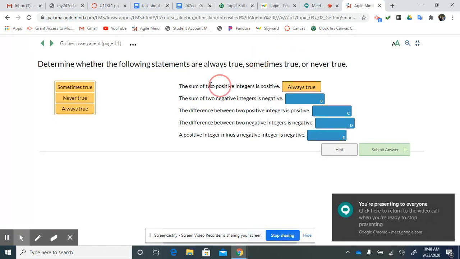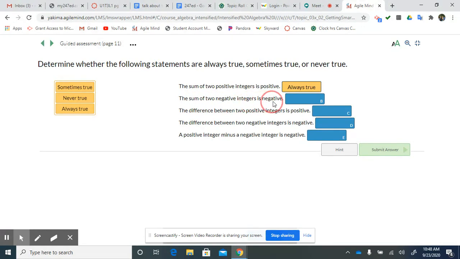Okay, the next one is the sum of two negative integers is negative. So let's write N for negative, and this is the sum, so we're adding another negative number. Think about this on a number line. We have a negative number plus a negative number. For the first negative number, we're going down from 0, right? And then we add on another negative number. That's going to take us even further down. So is our answer always going to be negative?